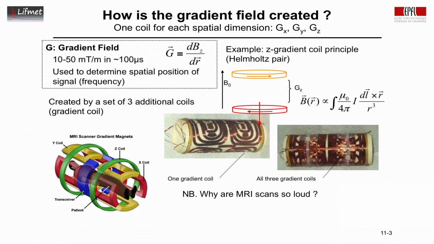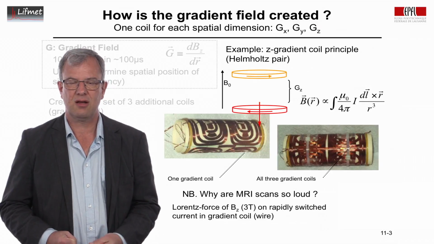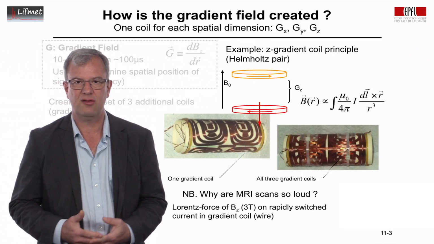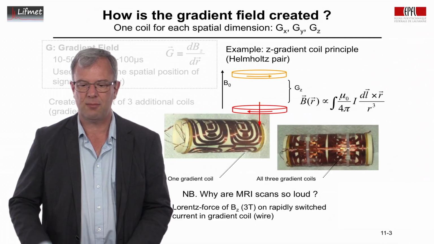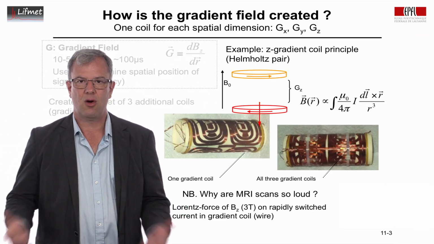So where does this sound come from in the MRI scanner? As we've seen with the experiments, we're looking at the Lorentz force of the B0 field, let's say it's 3 Tesla, so it's a very strong magnetic field, on rapidly switched current in the gradient coil. So this force builds up. Because the current in the gradient coil is switched rapidly, the force builds up rapidly, and this is like a hammer knocking on a structure.